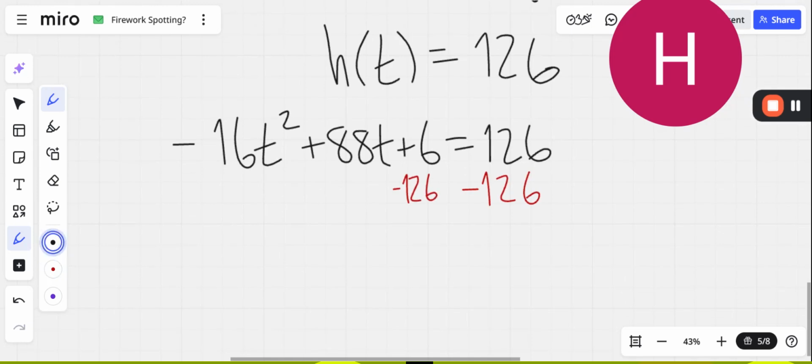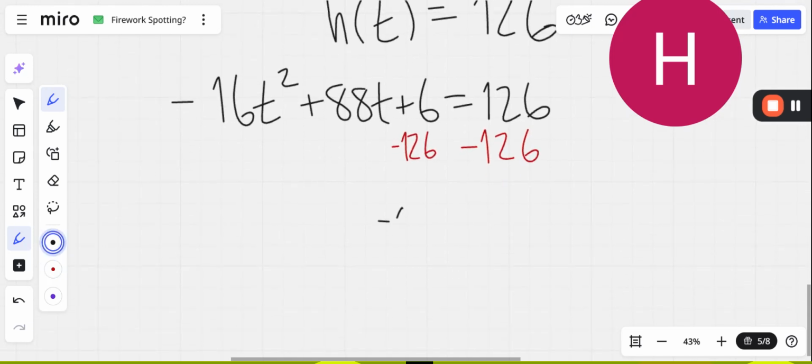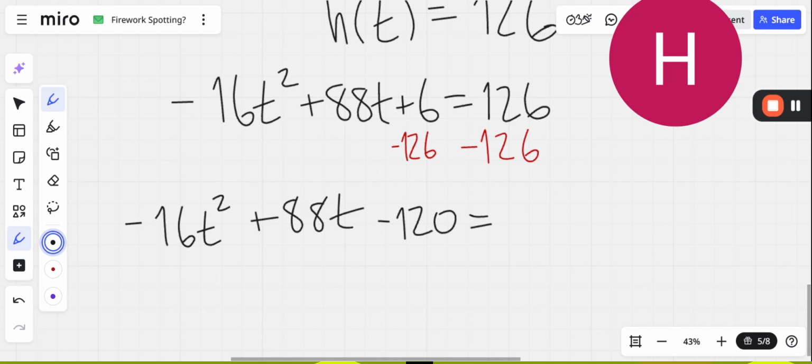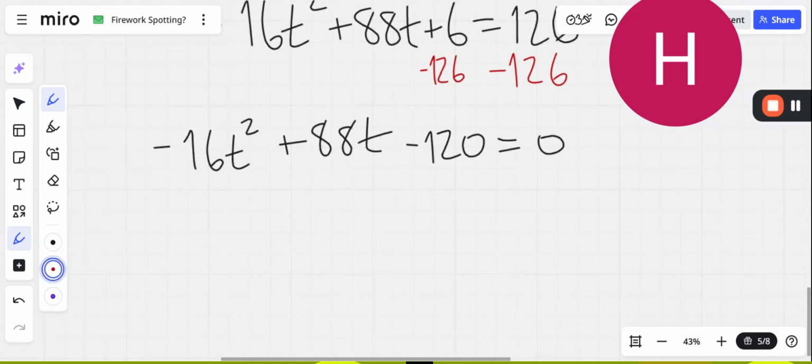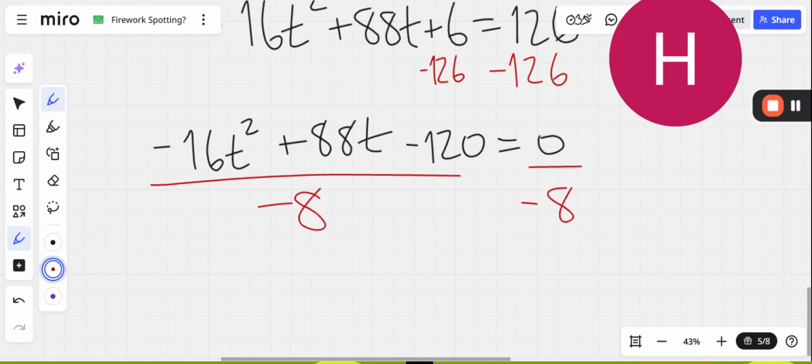The reason why I picked that height for the kid was just so that this would be a nice negative 120. I didn't really have the other things in mind. Plus 88t equals 0. And this is a quadratic equation that you should be very comfortable with solving. Let's divide everything by a common factor before we try to factor it out or use the quadratic formula or something. Let's divide everything on both sides by negative 8.